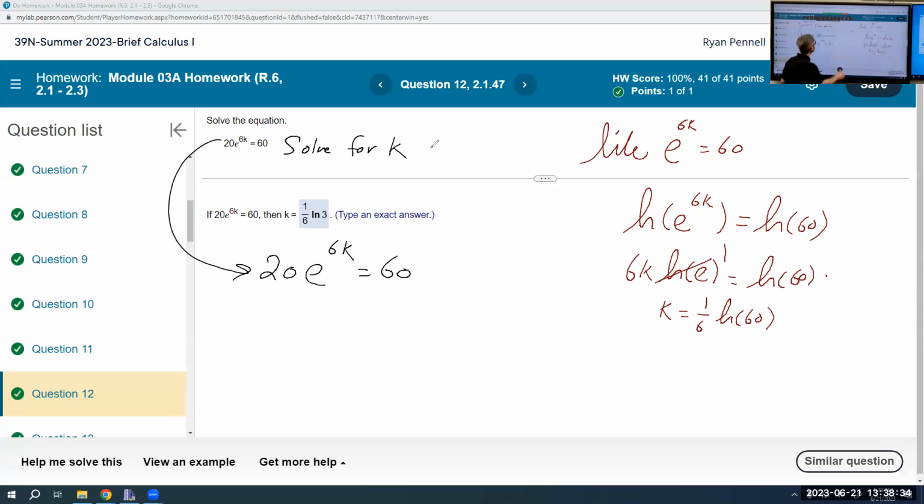Okay. What are we doing in this problem? The thing that is added in this problem is we have a coefficient there, and we need to isolate it. So it turns into something like the previous problem. So I'm going to divide by 20. Then I have e to the 6k equals 3. Now let's take the natural logarithm of both sides.